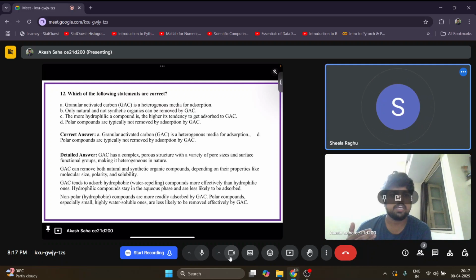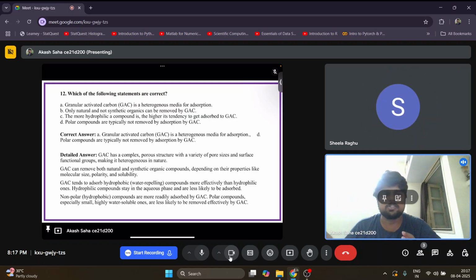Are you understanding my point? There is a pollutant. Either it will be in water or it will get absorbed. So the more hydrophilic it is, the more water liking, and it will be staying in water only. So statement 3 is incorrect.